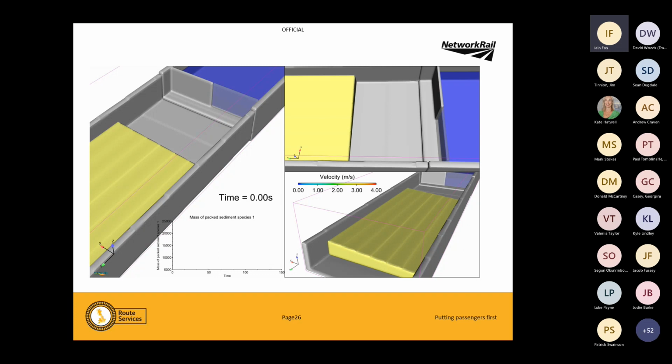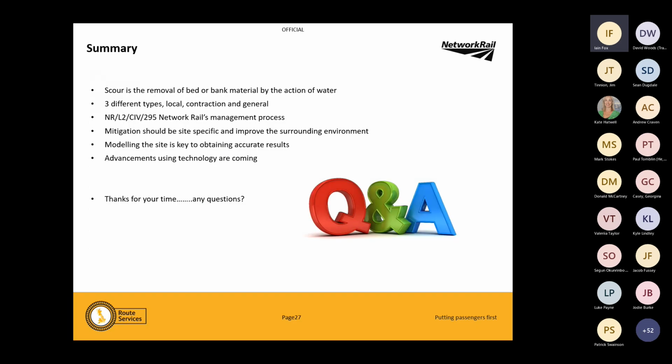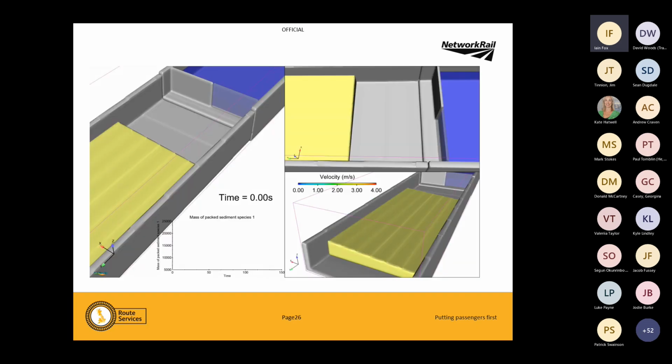Now, I don't know whether this is going to work, but we'll try. Doesn't look like it. I will attempt to share that another way. 1 second. I'll do the summary and then I'll come back to that.